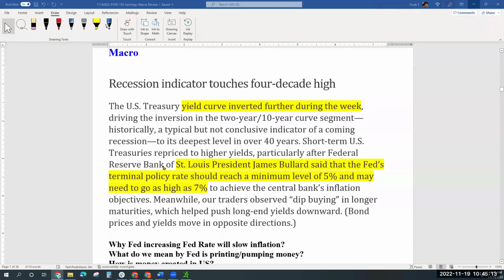And then we also saw President James Bullard saying the Fed terminal policy rate could actually reach 7%. I remember ever since we started tracking this, it started from 4%. I recall it was like 4.69% was the terminal rate, that would be in 2023. Then we started hearing, no, it's going to be 5.5%. And now this week, they say it may need to go as high as 7% to control the inflation.